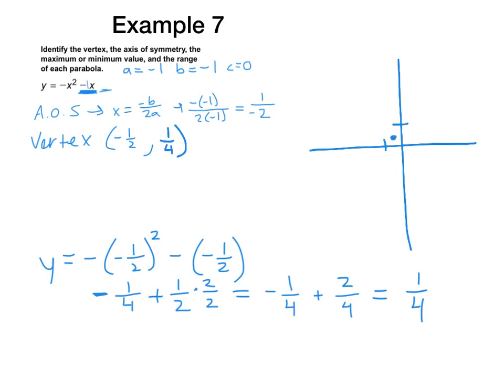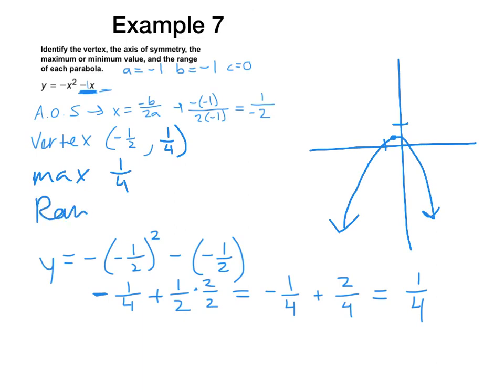Is our graph going to open up or open down? Why does it open down? Because the a is negative, so it's going to open down. So do we have an important max value or important min? Max. And what's our important max value here? What's our y value here? 1/4. So remember, our max or min is going to be our y value. So it's 1/4.